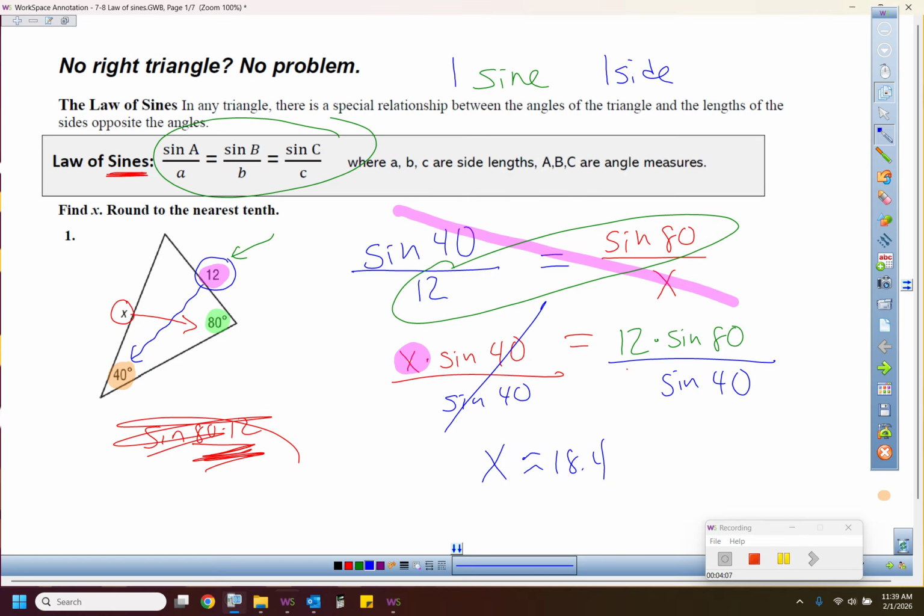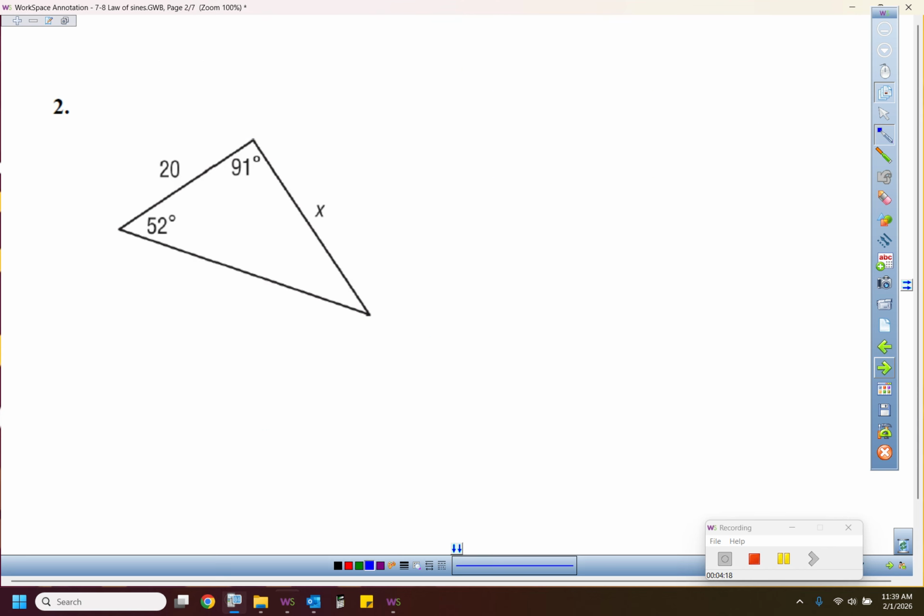Why did I use the law of sines? Great question. I don't have a right triangle, and I realized I just had one side. Next time we'll deal with something that has more than one side, so let's try that again. I'm going to talk myself through it like it was the entire chapter.